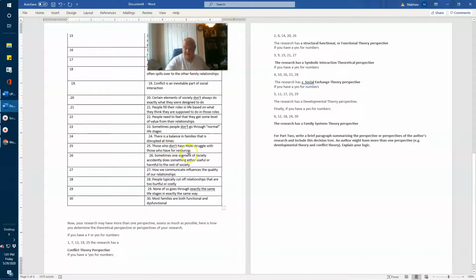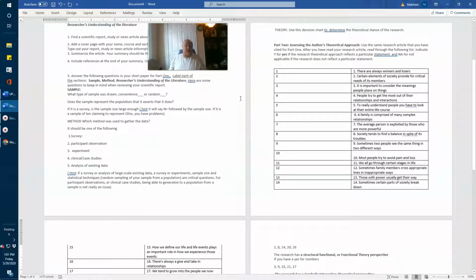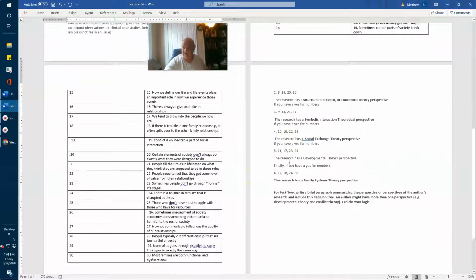What's 25? Those who don't have enough must struggle with those who have for resources. So if you're reading an article about poverty and family access to homeschooling tools, that's going to be a conflict issue. Or some people are discriminated against in an allocation of resources. For example, there were people who wanted to discuss LGBT couples adopting children, and there's discrimination. That's a conflict perspective, okay? So go down through here and you can do a score.